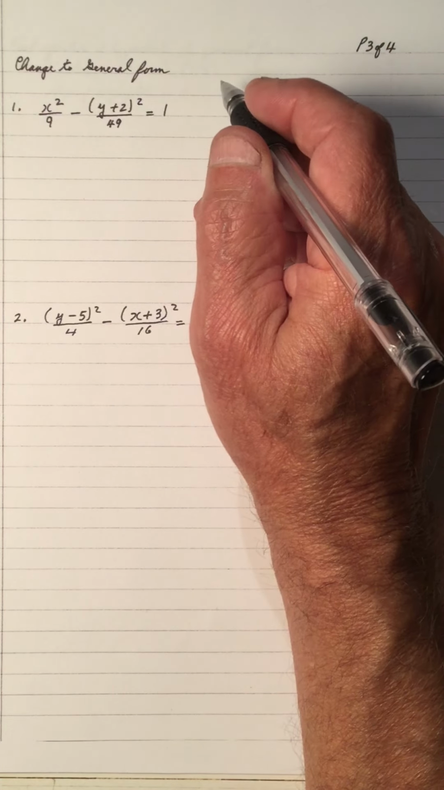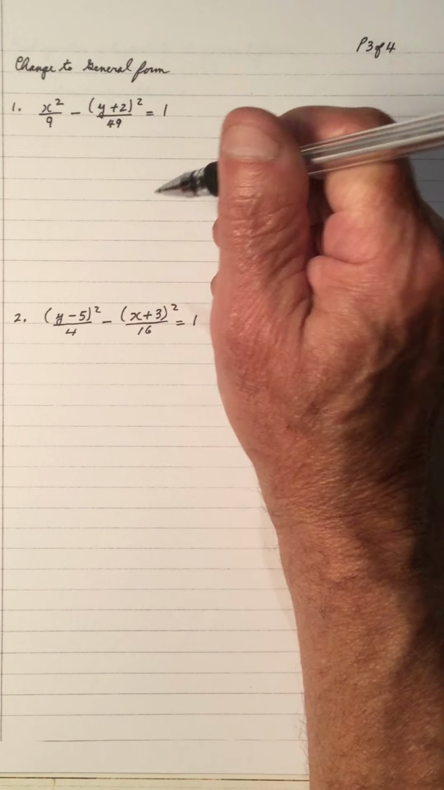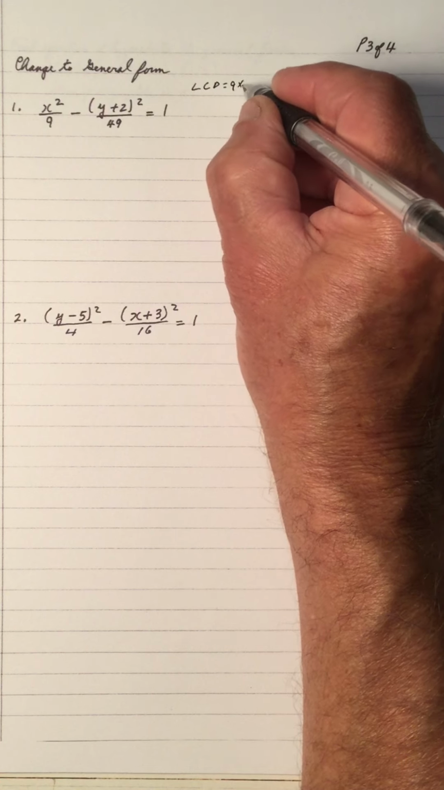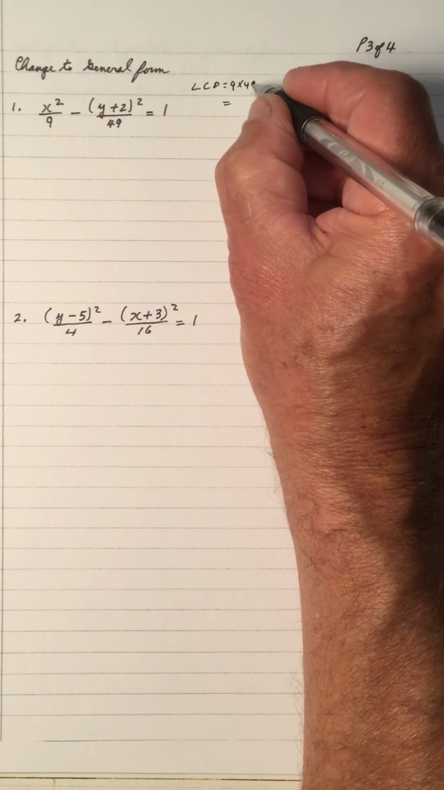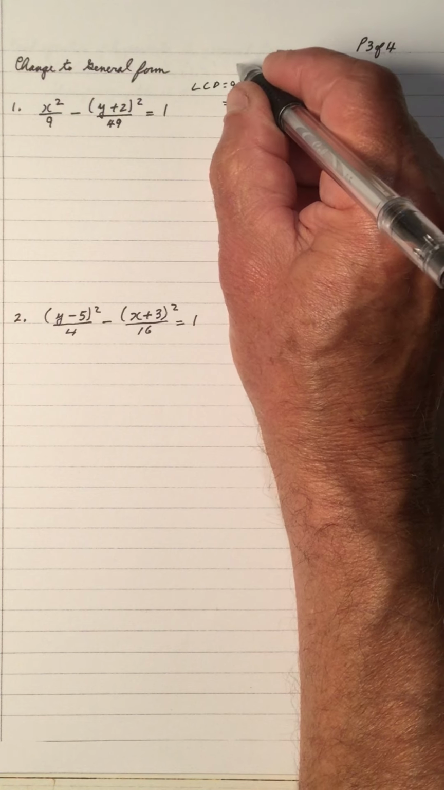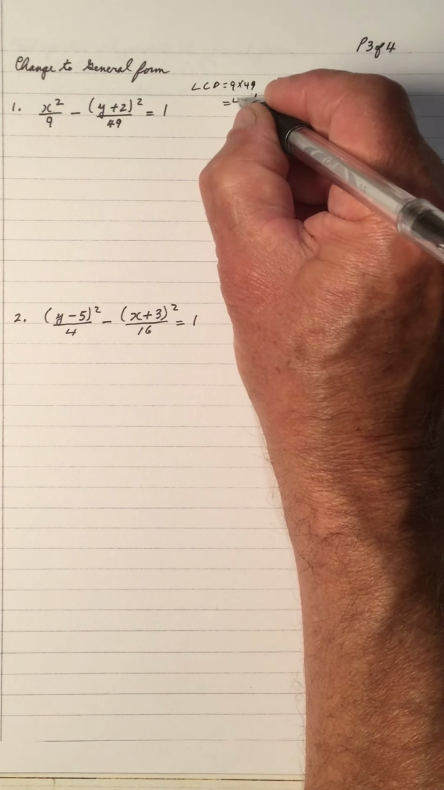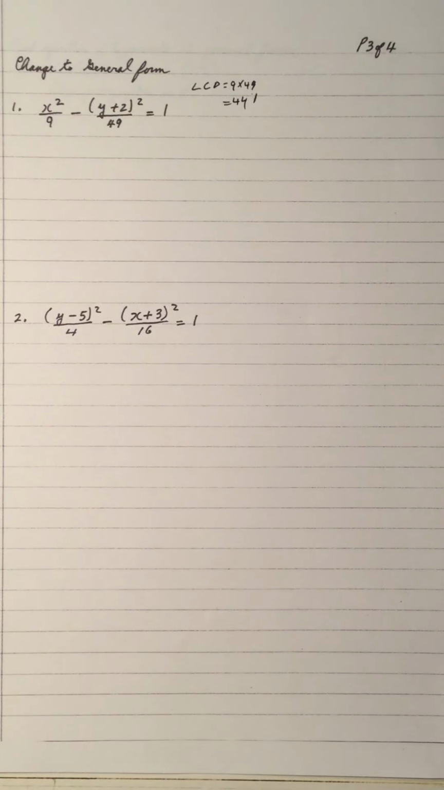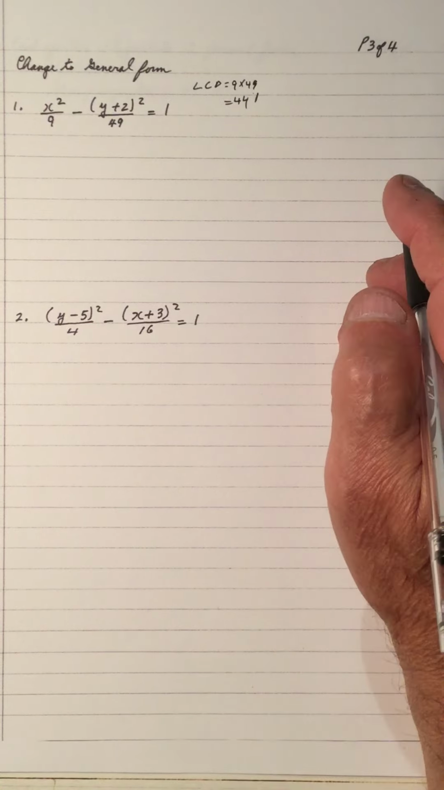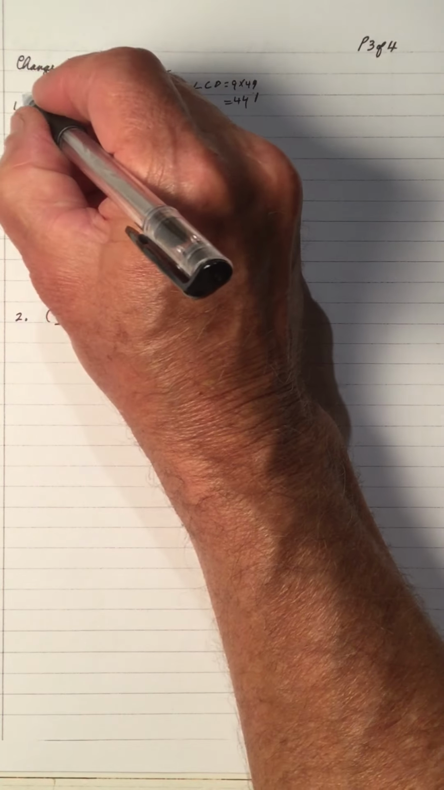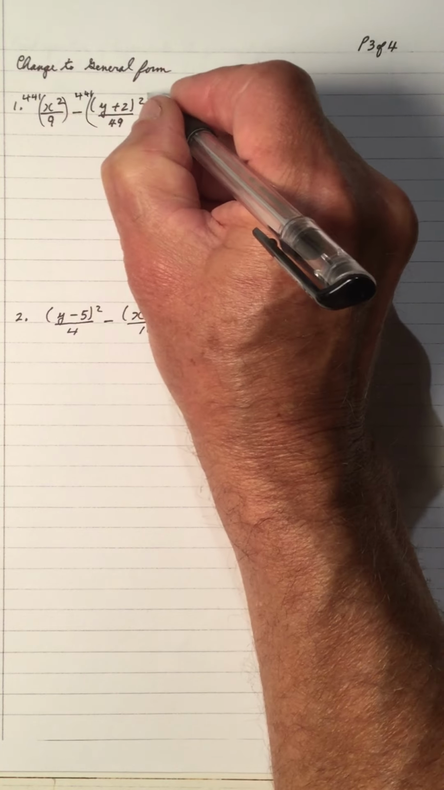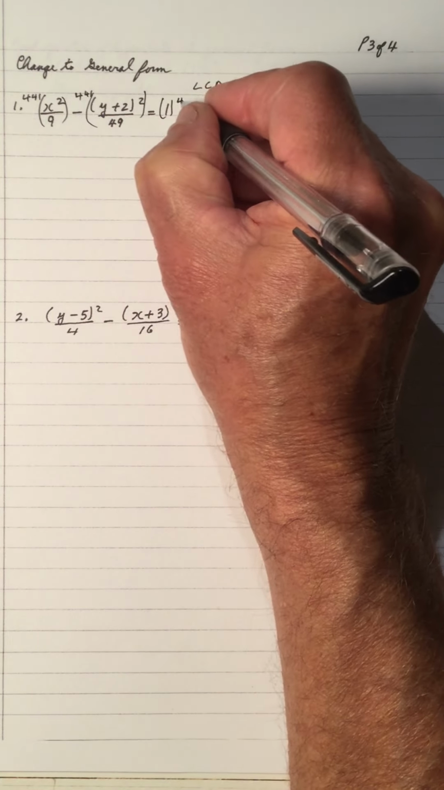So we'll multiply by the LCD, which is 9 times 49. 9 nines are 81, and that's 36, and 81 is 400. Just check that out to make sure: 49 times 9, 441. Perfect. So we've multiplied by 441, multiply by each fraction. Again, that eliminates the fractions in your denominator.